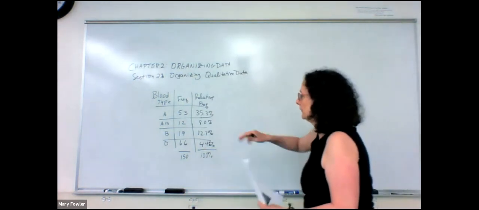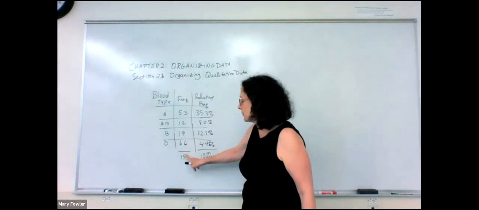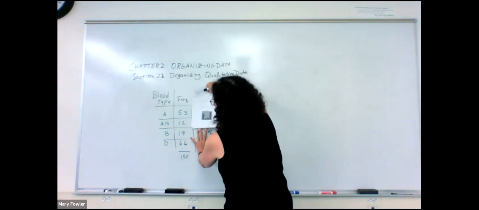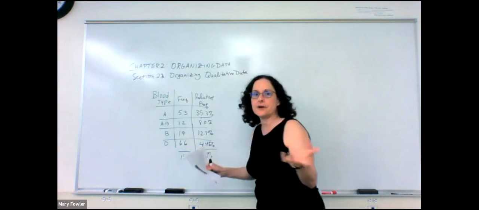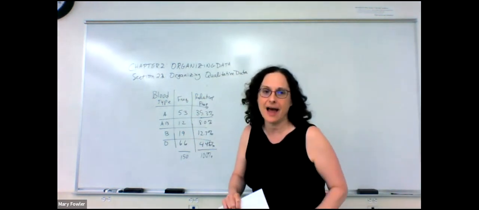Okay, so this is a table. You might be asked to produce a frequency distribution, and that would be the first two columns. The relative frequency distribution is the first and the third, and often I'll ask for both, and you can put them together into the same table like that.